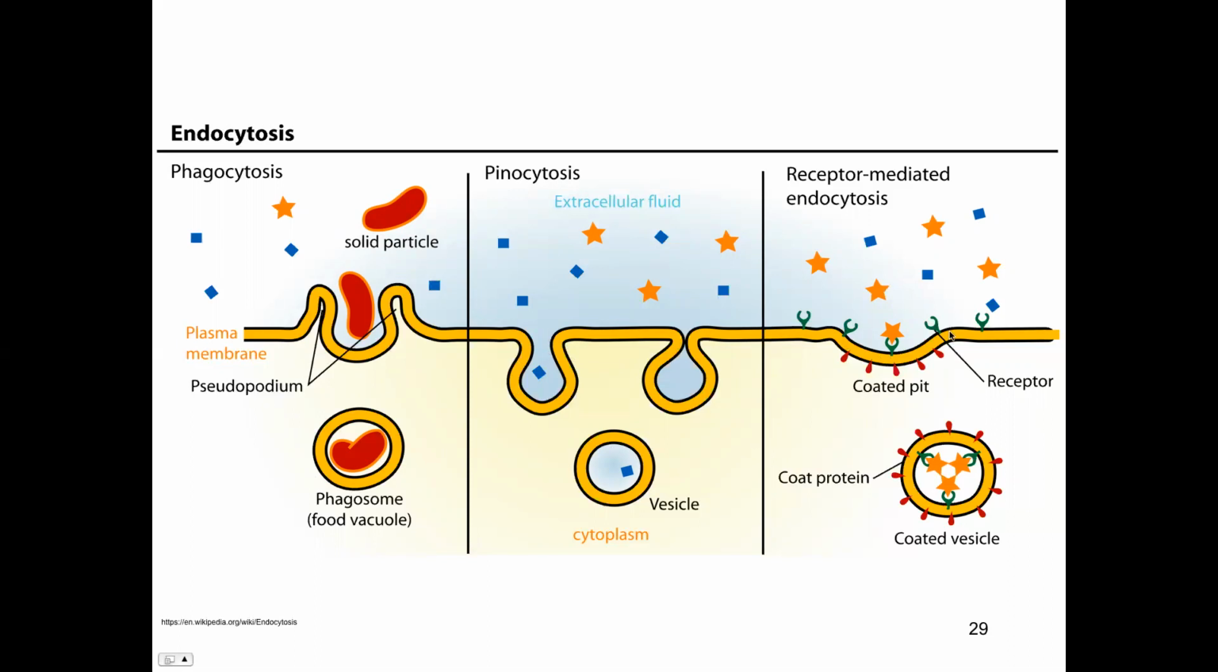And then we have very specific ones where regions of the cell membrane have specific receptors for things on the outside, okay? And these regions are called coated regions. They make a coated pit, and they bring in very specific items from the outside, all right, into something called a coated vesicle. But these are all methods of endocytosis, and they all require energy.